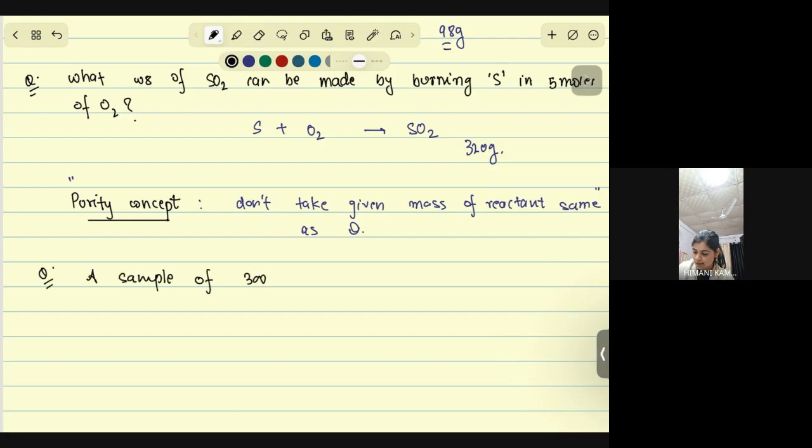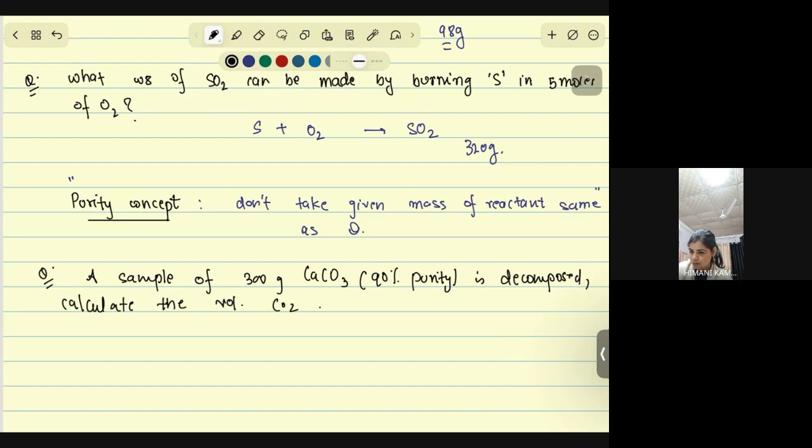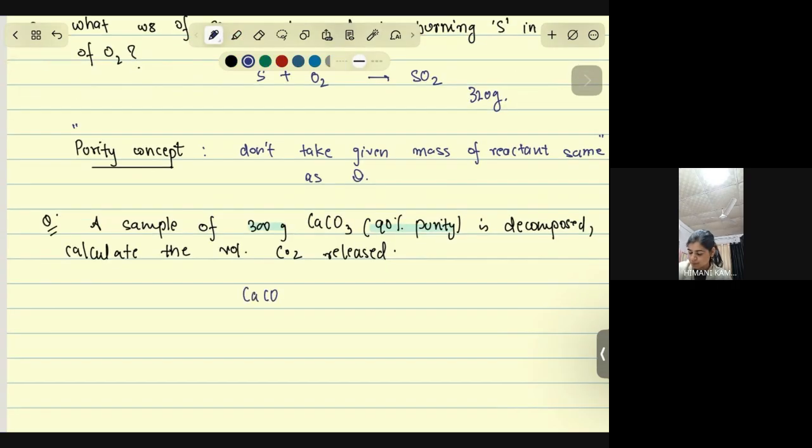A sample of 300 gram of CaCO3, 90% pure, is decomposed. Calculate the volume of CO2 released. So in this type of question, where purity is given, we do not have to take the exact gram of the reactant because there is some impurity in it. So let's first write the equation. Limestone is burnt, then we will get this. So first we will write given.